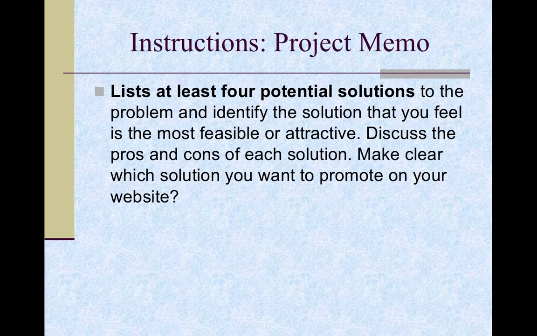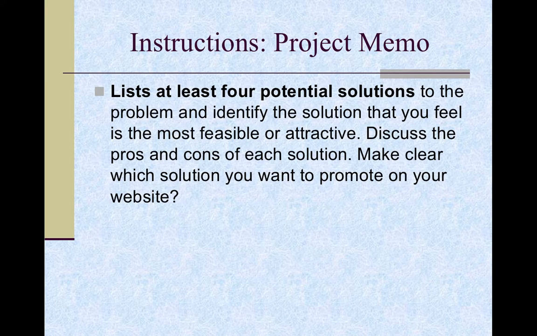Whenever there's a problem, there are always solutions. And usually there's more than just one solution to the problem. What I would like you to do is to list in this section at least 4 potential solutions. And then I want you to identify or single out the solution that you feel is the most feasible or attractive. And this is especially true if you're writing a proposal, because the solution that you identify is a solution you're going to propose in your proposal.